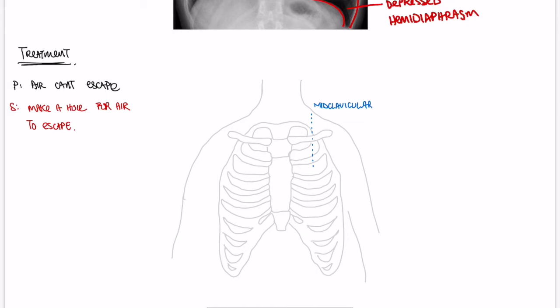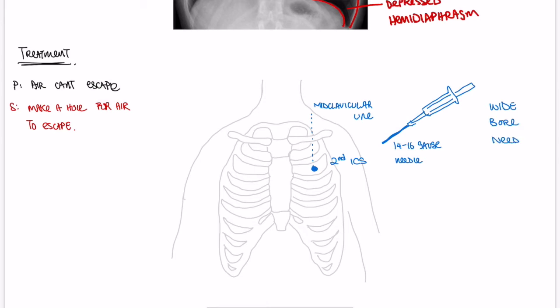Right down the mid-clavicular line, on the second intercostal space, you insert a needle of size 14 to 16 to essentially allow the air to escape. You can actually hear the sound of the air escaping. So this is known as the wide-bore needle procedure.